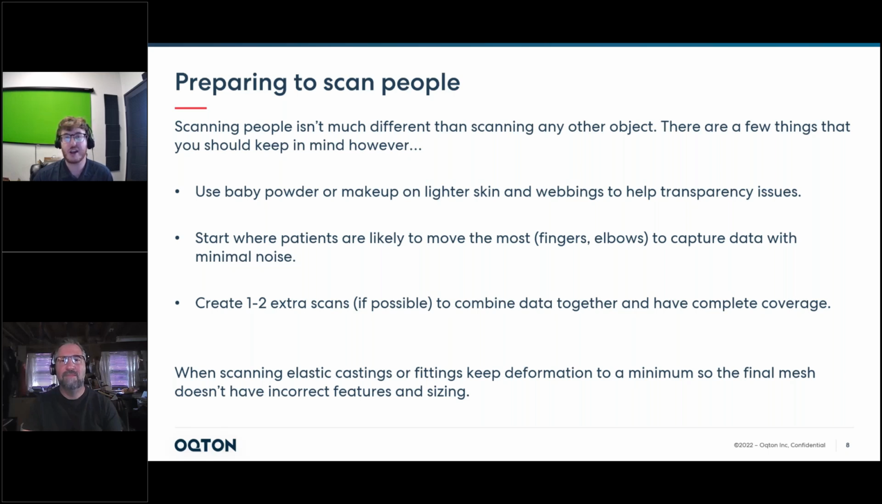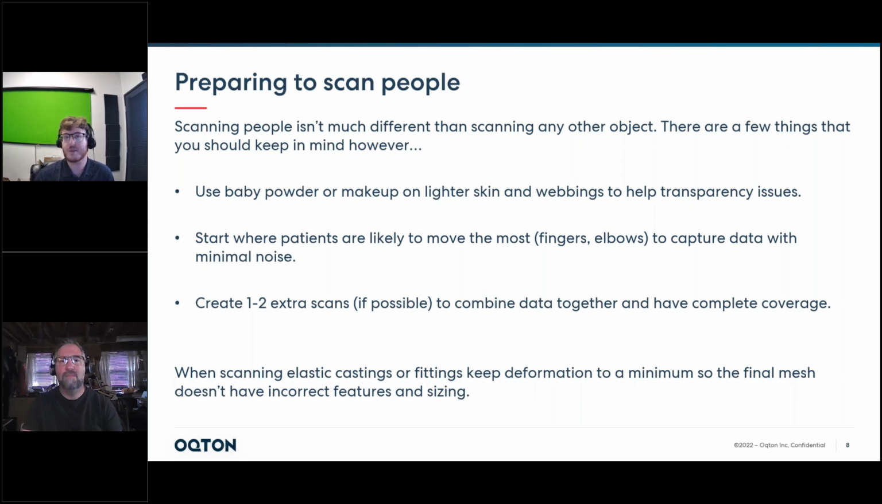When you're also scanning patients, you want to start where they're likely going to move first. So areas like the fingers or elbows, spots that no matter how still you are, you're still going to move a little bit. You want to minimize the noise in this area, which is essentially outlier data, just movements that the scanner captures.